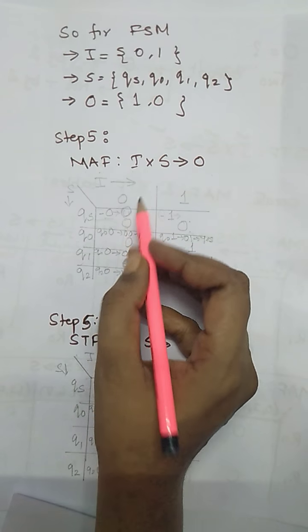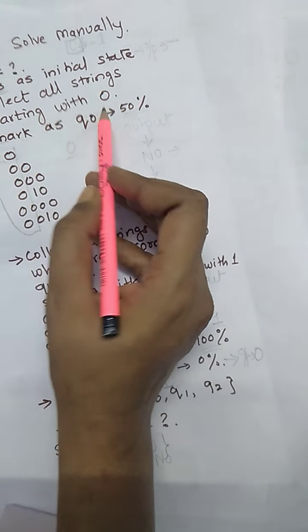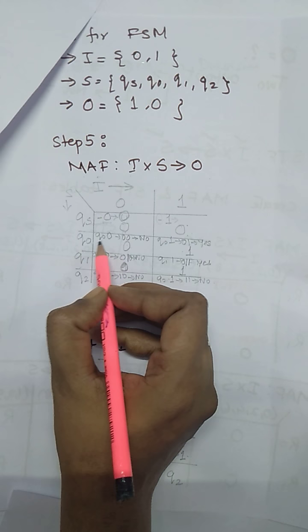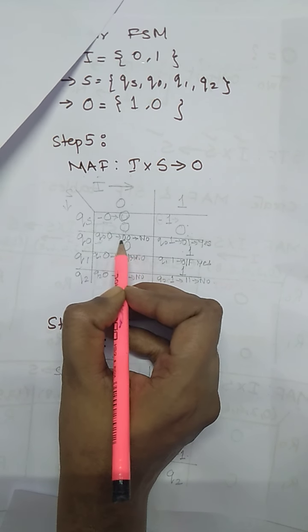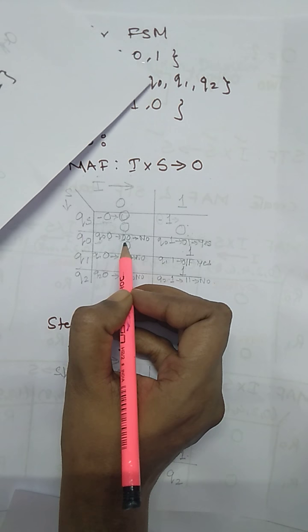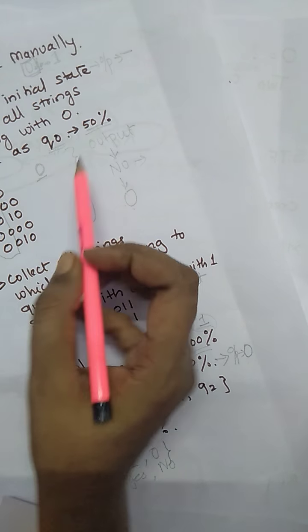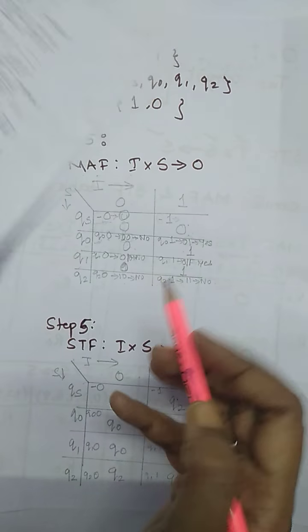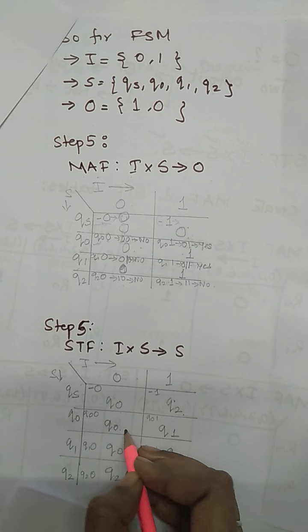Now Q0 with 0. What kind of strings are represented by Q0? Q0 represents 50% of the solution, that is, strings starting with 0. So Q0 with the next bit as 0 will make the new string 00. Is 00 according to the question? No, 00 is not according to the question, but it contains 50% of the solution. The output will be 0, and it is going to Q0. So Q0 on 0 goes to Q0.